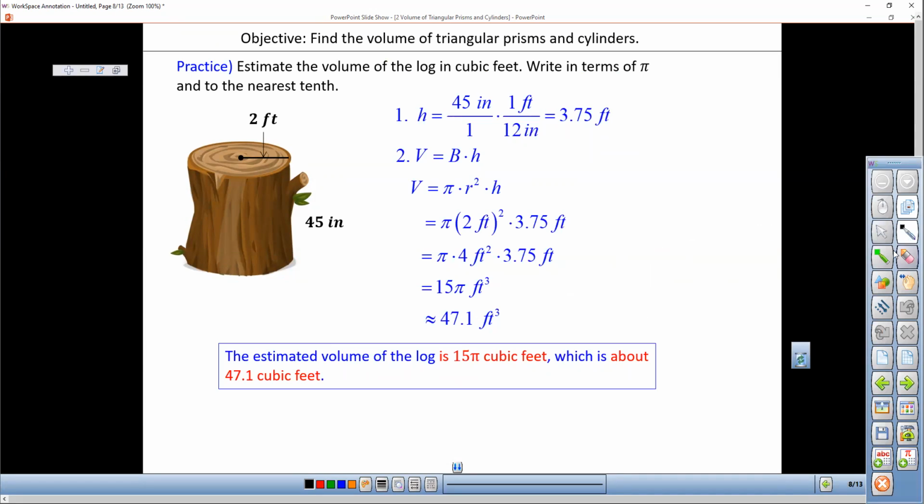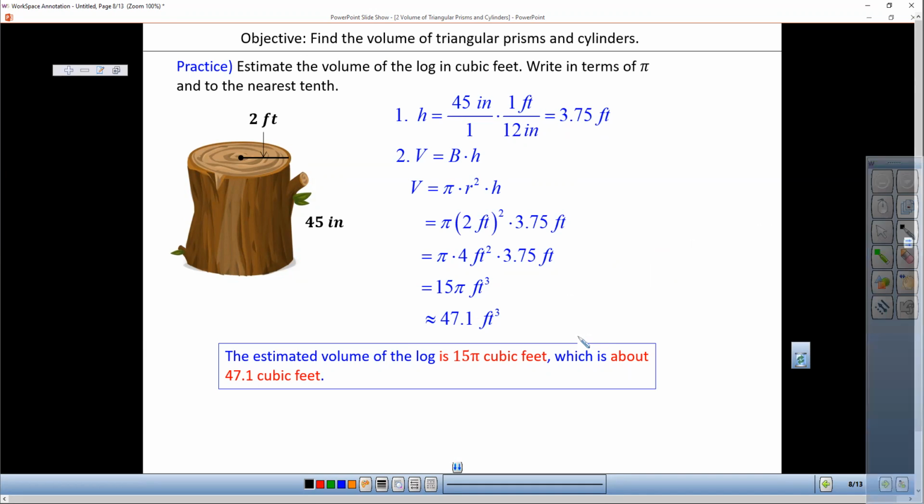So for this one here, we are using our cylinder to model this log. All right, piece of a tree trunk, it looks like. We want our units to be in cubic feet. We have one measurement in feet, one in inches. So the first thing is to convert inches to feet. So we wanted to get rid of inches. This time the 12 inches is in the denominator. This leaves us with feet, and we get 3.75 feet.